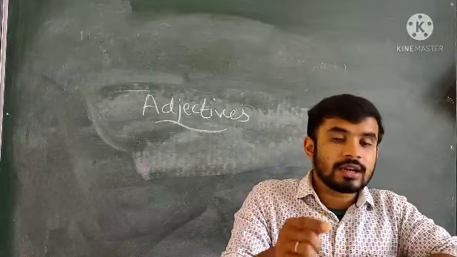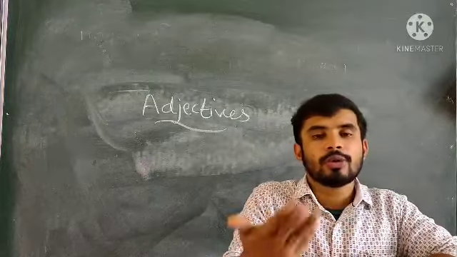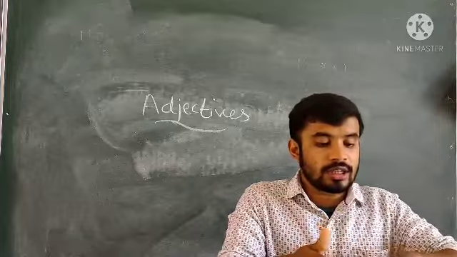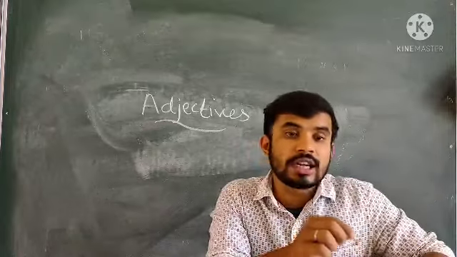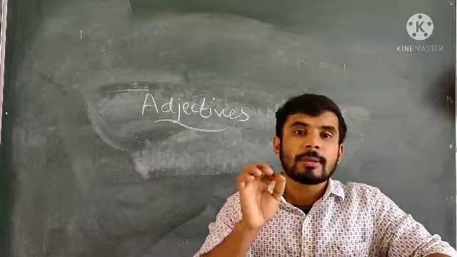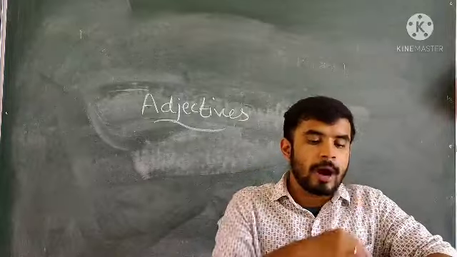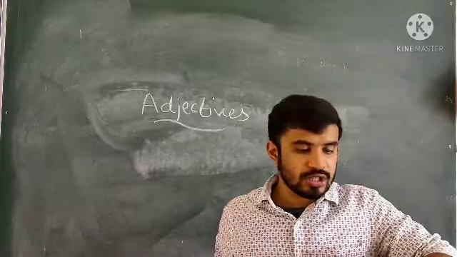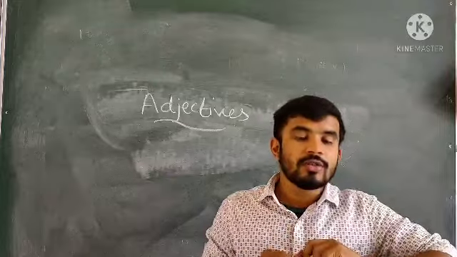Then clear, clearer, clearest. Pure, purer, purest. Then take the irregular adjectives. Second one is irregular adjectives. Good becomes better, best. Then bad becomes worse, worst. Then far becomes further, furthest.